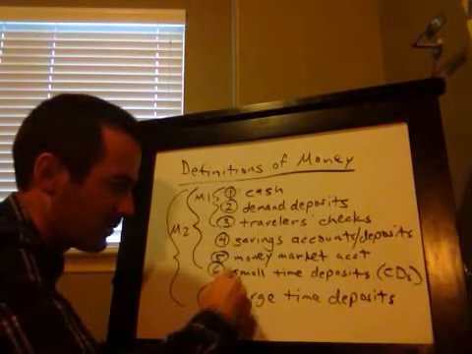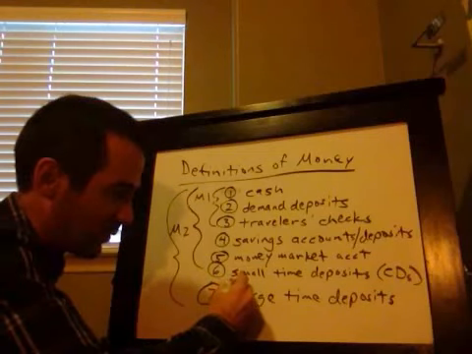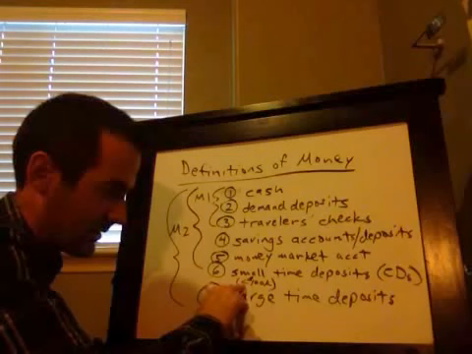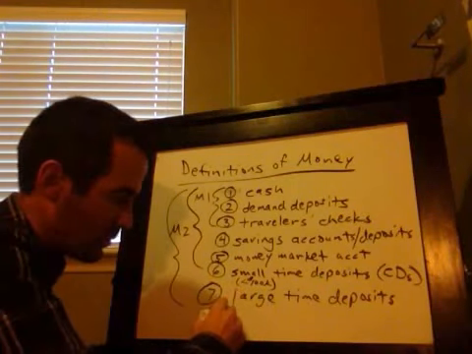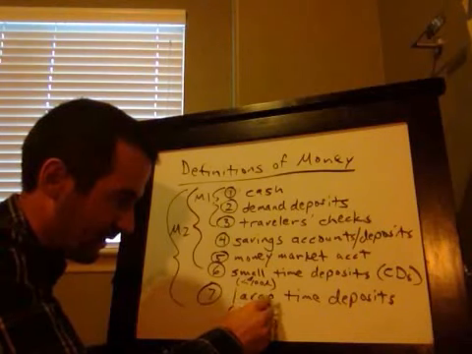What's the difference between small and large, by the way? This is not something I have memorized. I went and looked this up. Small means they're worth less than $100,000. So it says less than 100K. Large means they're worth more than $100,000. All right, very exciting stuff.